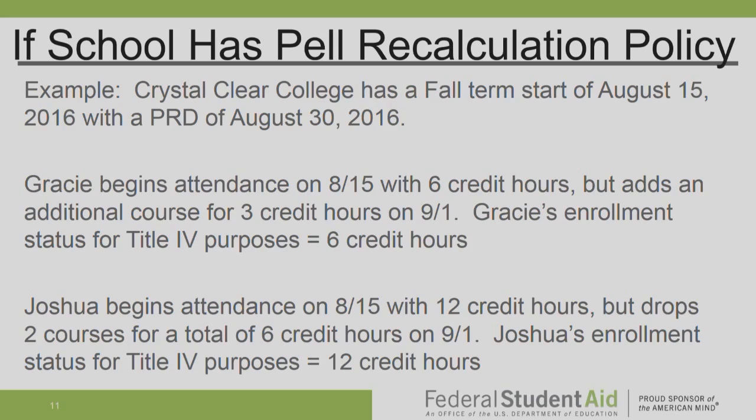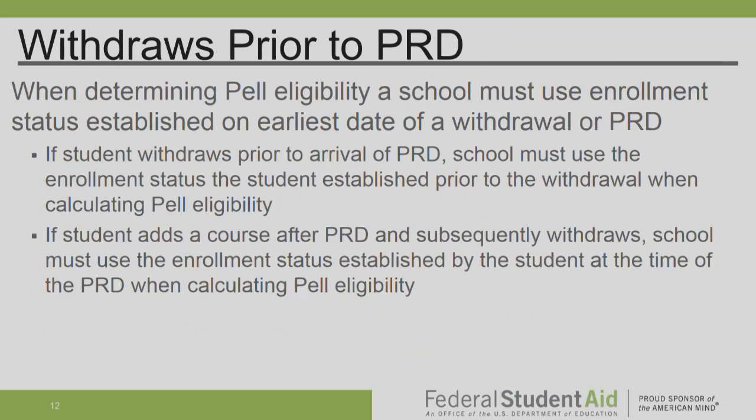But it goes the other way too. You look at Joshua here. Joshua, right, he was 12 credit hours before the Pell recalculation date, but after the Pell recalculation date drops, sure enough, he drops 2 courses for 6 credit hours, but thank you, Joshua, for doing that after my Pell recalculation date, because now I get to keep you as a full-time student and keep all of that wonderful Pell. Okay? Okay, that was the easy part.